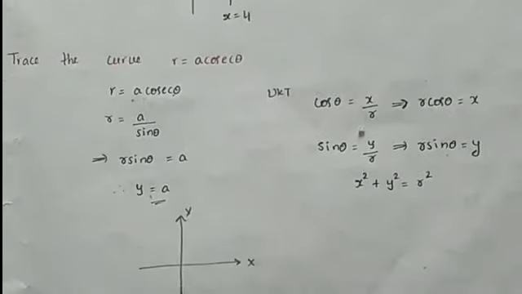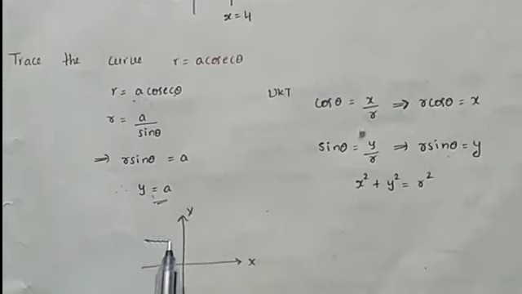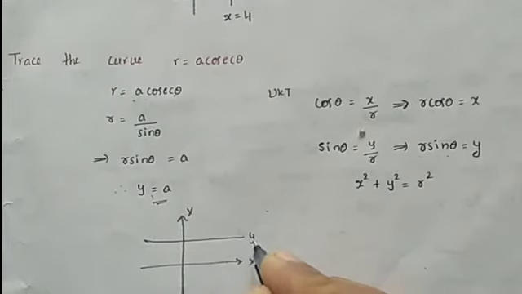Then you trace the curve on the x and y axis. Y is equal to a is a line. This line is y is equal to a. This is the curve tracing.